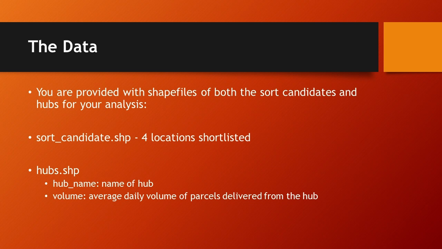Specifically, each record in hubs shapefile contains 2 essential fields. Hub_name: this field holds the name of the hub, so you know exactly which location you are analyzing. Volume: this represents the average daily volume of parcels that are delivered from each hub. This data point is crucial for understanding the workload and capacity of each hub. Using these 2 shapefiles, you can perform various types of analyses such as finding the optimal locations for new sorting centers based on proximity to existing hubs and analyzing the throughput of each hub in relation to the candidate sorting centers.